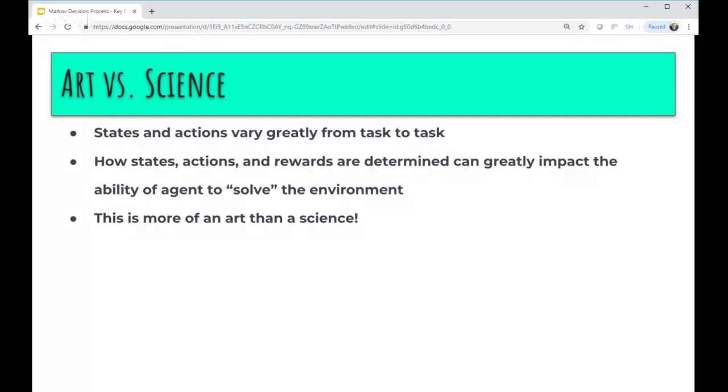And if you happen to get a job in this domain, you're going to spend a lot of your time using that science, but also a lot of your time actually developing the art, developing those different states and actions and determining reward signals. It's a lot of the art that takes a great deal of time.